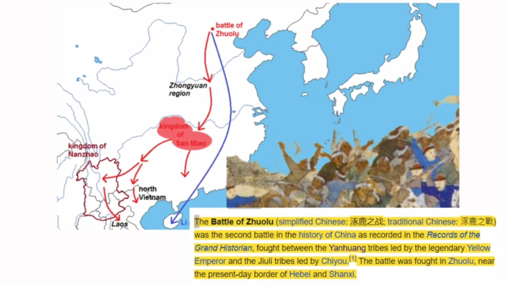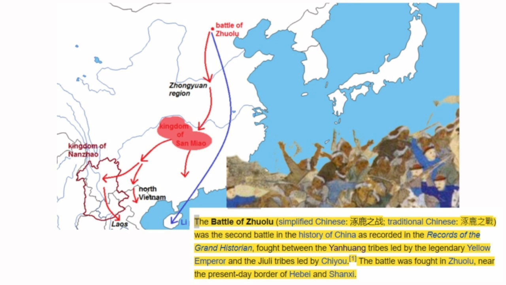The Battle of Zhuolu was the second battle in the history of China, as recorded in the Records of the Grand Historian, fought between the Yanhuang tribes led by the legendary Yellow Emperor and the Jiuli tribes led by Chiyou. The battle was fought in Zhuolu near the present-day border of Hebei and Shanxi.